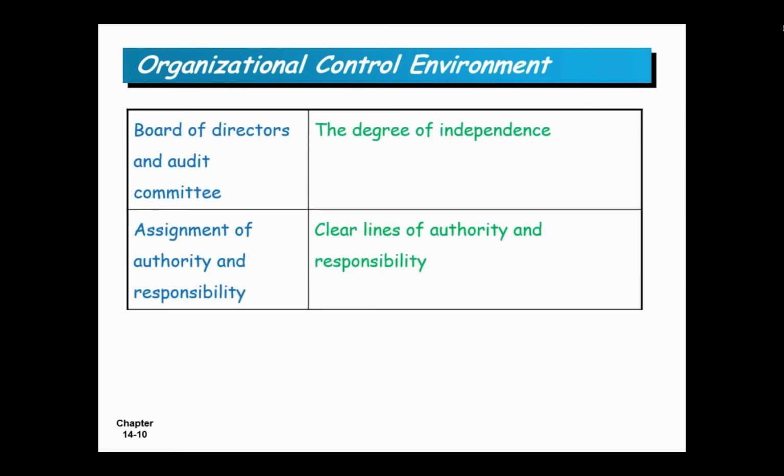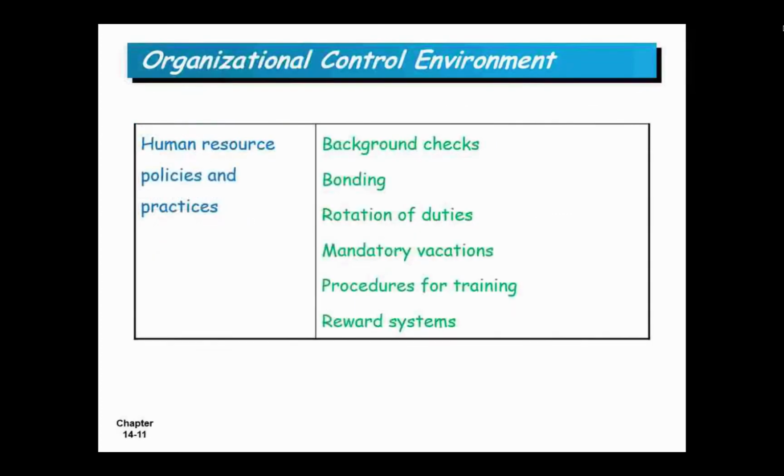Make sure that the board of directors and your audit committee have independence from your CEO, that they're able to provide a second set of eyes or a third set of eyes for what the organization is doing at the highest strategic level. And that you have clear lines of responsibility and authority. So these are all organizational controls.